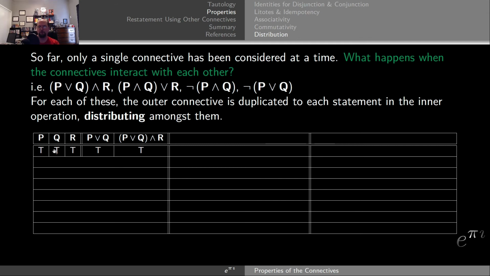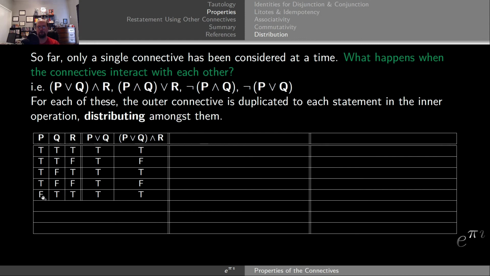So starting with true, true, true, the disjunction will be true, and then the conjunction will be true since both of these end up being true. However, if R becomes false, the conjunction immediately becomes false, even though the disjunction was true. Here, the disjunction ends up being true, but conjunction with a true gives you true. However, conjunction with a false gives you false, even though the disjunction itself is true.